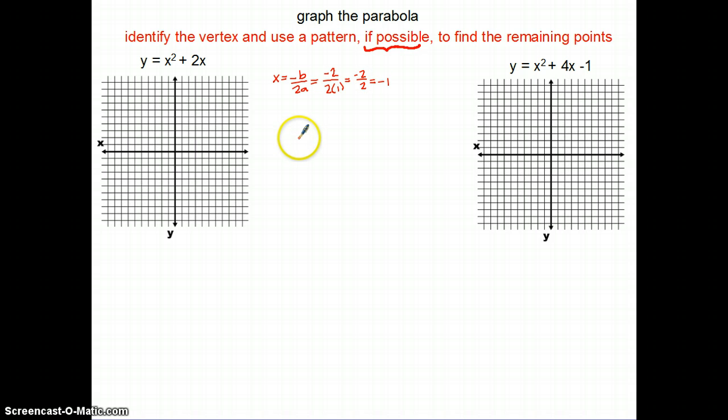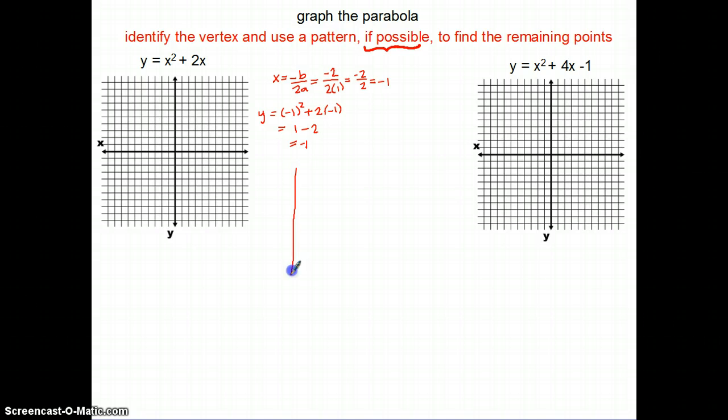Now to find the vertex, I need to take the x value and plug it in. So the y value when x is -1 is -1 squared plus 2 times -1. -1 squared is 1, minus 2 gives us a -1. So our vertex is the point where x is -1 and so is y.